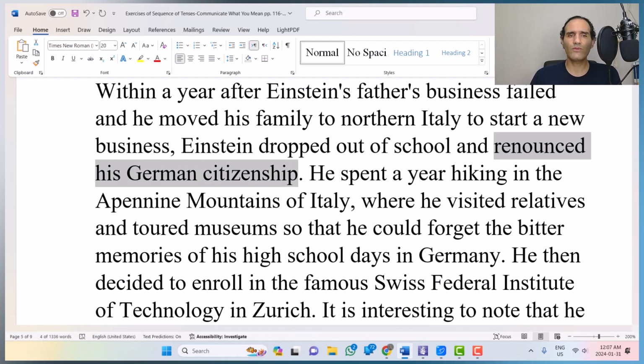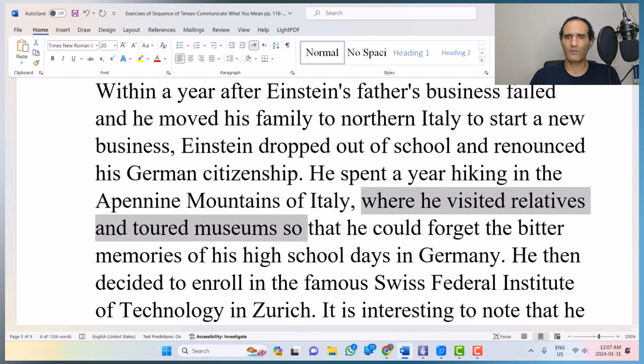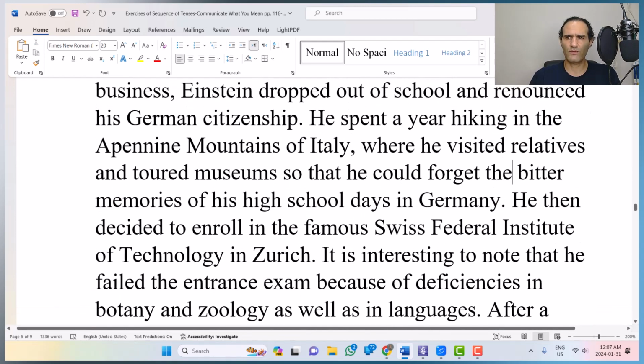So renounce your ideas, renounce a belief, renounce a right means to give up. So he gave up his German citizenship. He said, I don't want to be a German citizen anymore. He spent a year hiking in the Apennine Mountains of Italy, good, where he visited relatives and toured museums so that he could forget the bitter memories of his high school days in Germany. It must have been hard days for him.